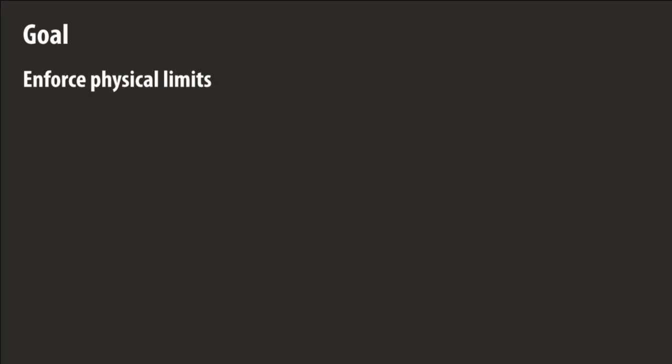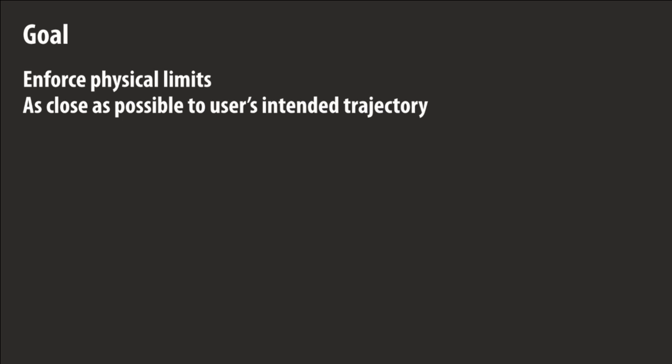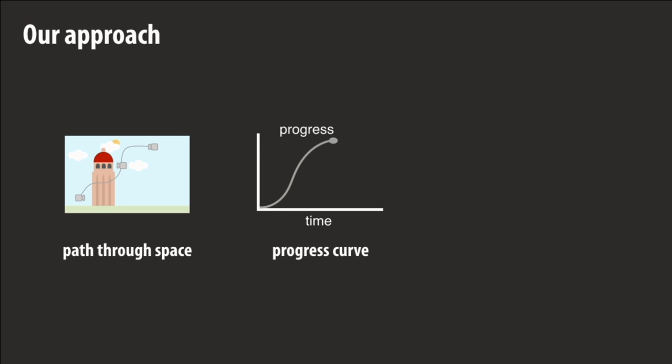Stated more concretely, our goal in this work is to enforce physical limits when designing quadrotor camera trajectories. We want the trajectories we come up with to be as close as possible to a user's intended trajectory. And we want our method to run fast enough to use interactively.